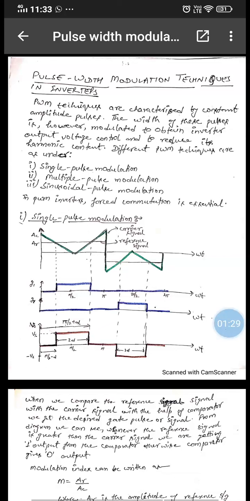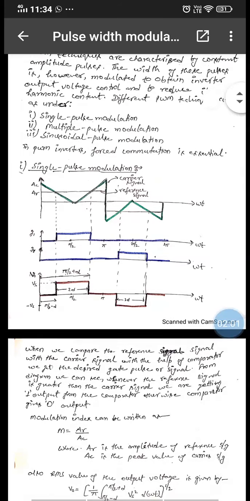So there are three main techniques that we are using. First one is single pulse modulation, next is multi-pulse modulation, and last one is sinusoidal pulse modulation. As we know, in PWM inverters, force commutation is essential because we need to get the desired waveform, so we need to forcefully commutate the inverter. So first we will learn about single pulse modulation.